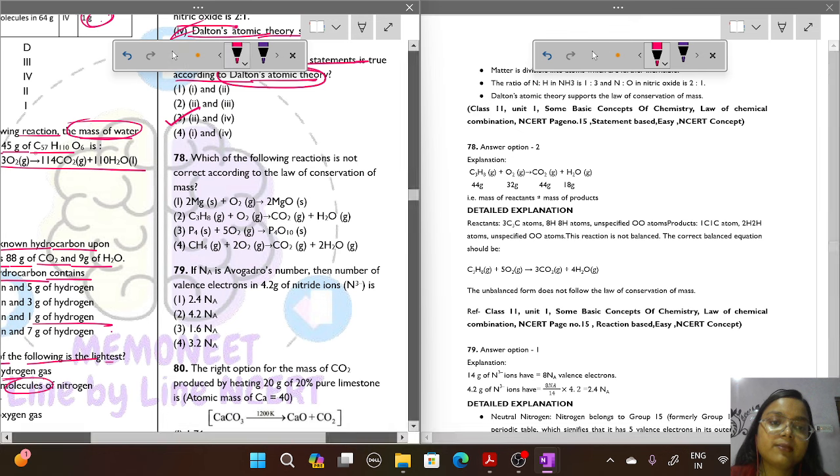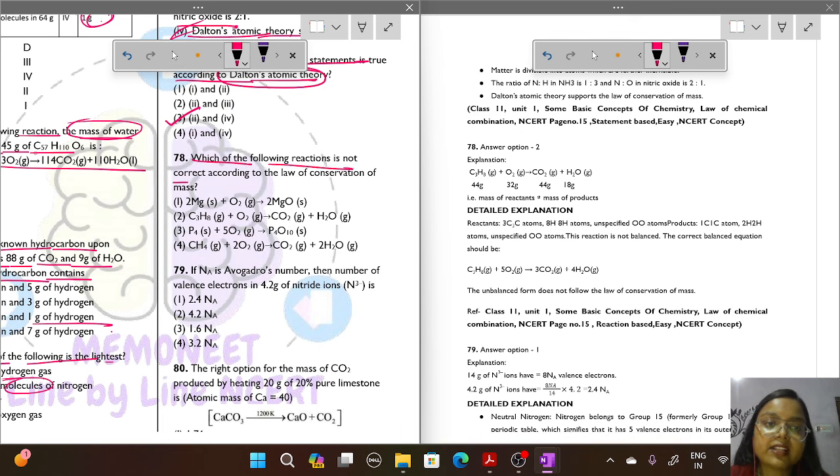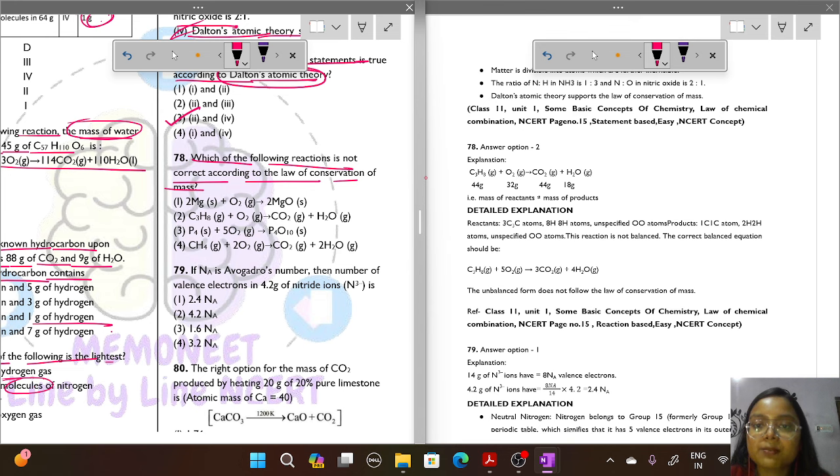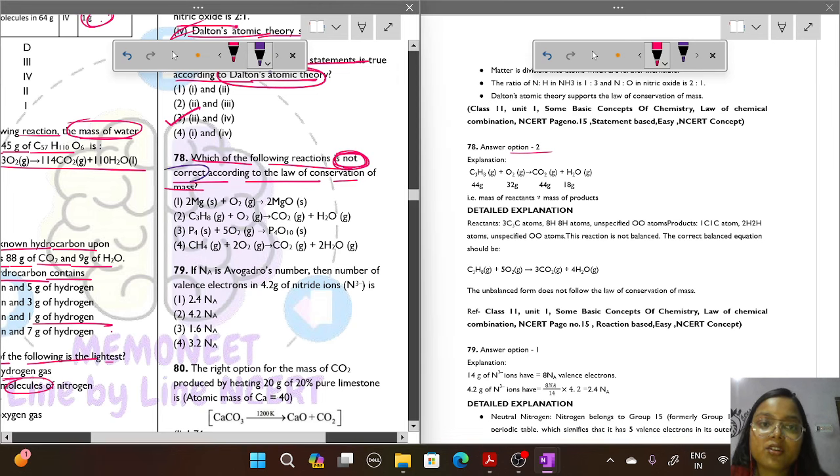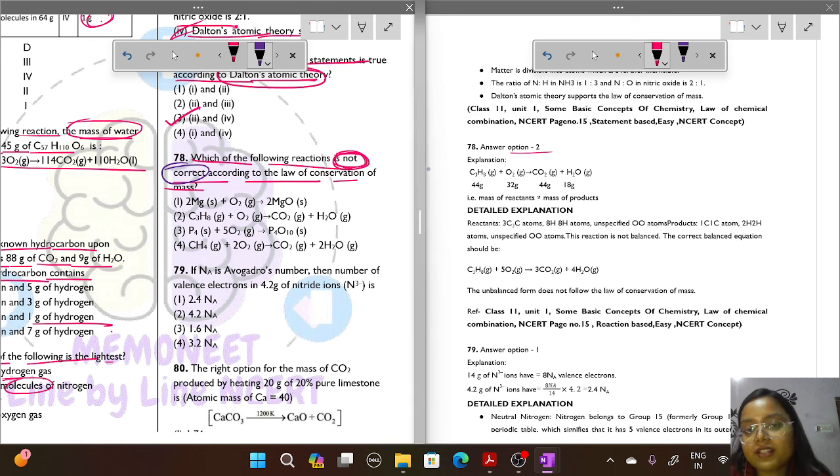Next is question number 78. Which of the following reactions is not correct according to the law of conservation of mass? So according to the law of conservation of mass, option number 2 is not correct. Okay, highlight this point. It is asking for not correct. Let's see why it is not correct.